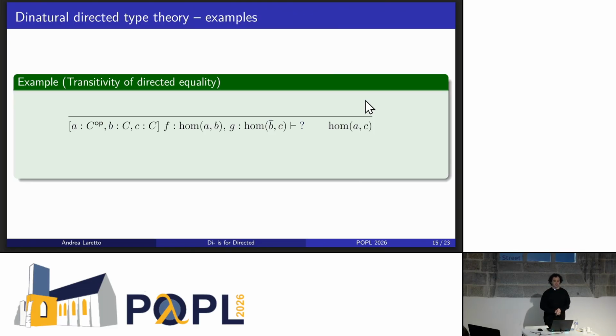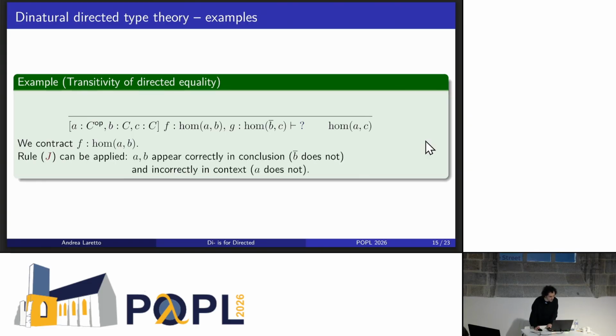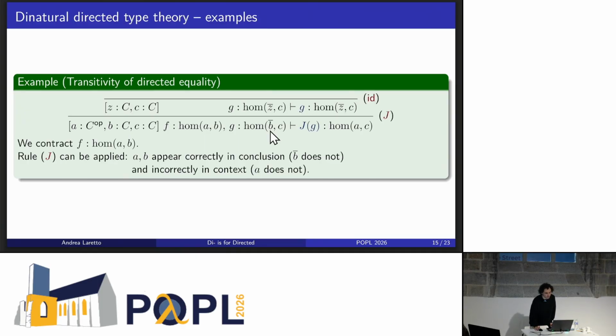So just from this rule, you can derive for free transitivity of directed equality. So this is the statement, right? And now we can choose to contract the first equality like you would do in a proof assistant. You just choose to do induction on the first equality. And the idea is that now we can apply J in this case specifically, because A and B appear correctly in the conclusion. B bar does not, it's just A here. And they appear incorrectly in the context. Here we have just this B bar, A does not appear, so it's fine. And because of this situation, we reduce to exactly what you would do in a proof assistant. So you just take A and B, identify them with the same variable Z, and now you have G, and you're done. That's an axiom.